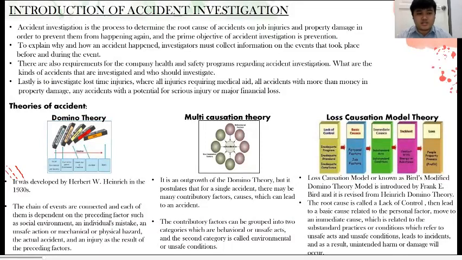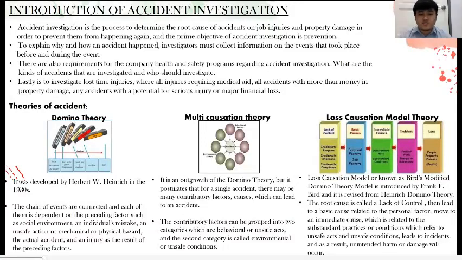So there are three theories of accident for the investigation. First is domino theory. It was developed by Herbert W. Heinrich in the 1930s. The chain of events are connected, and each of them depends on preceding factors such as environment and individual mistakes.